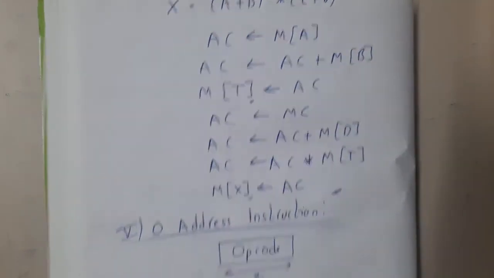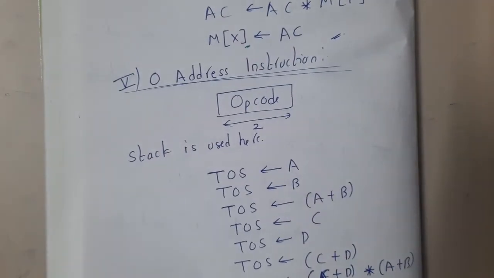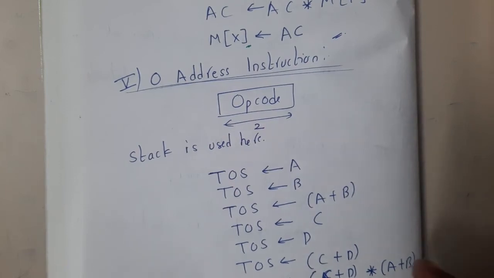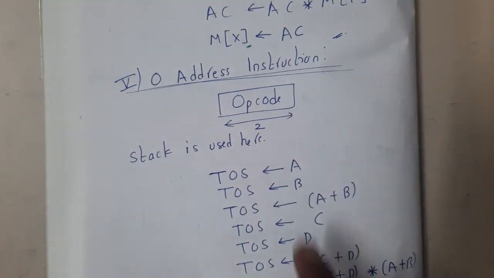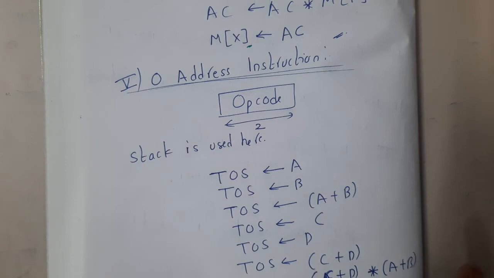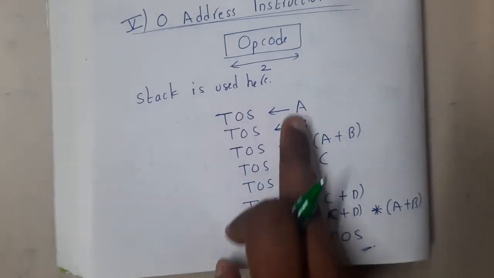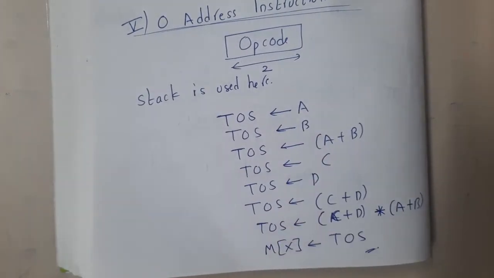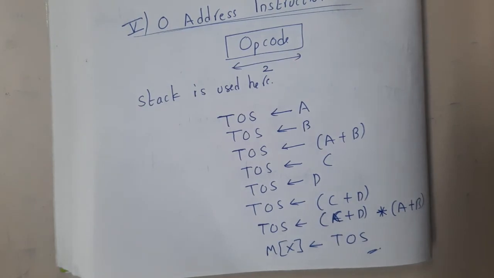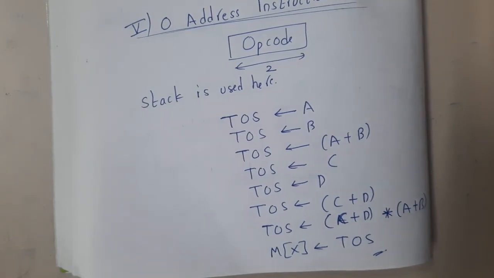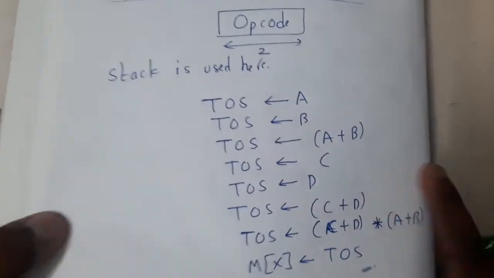And the last type is the zero address instruction. Here the only thing we store is the opcode, guys. For this, the best example is the stack. If I want to perform A plus B into C plus D, I can push one after the other and perform the operations, right? That is nothing but a zero address instruction. Got it? Yes. These things are really interesting and good with respect to the theoretical concepts, guys.